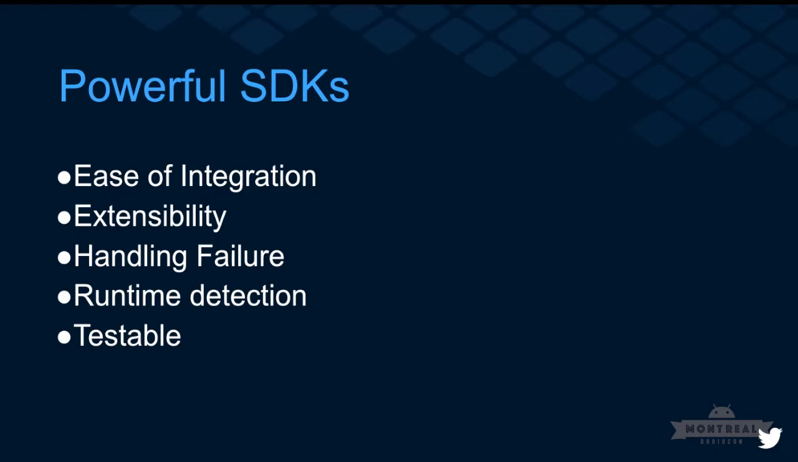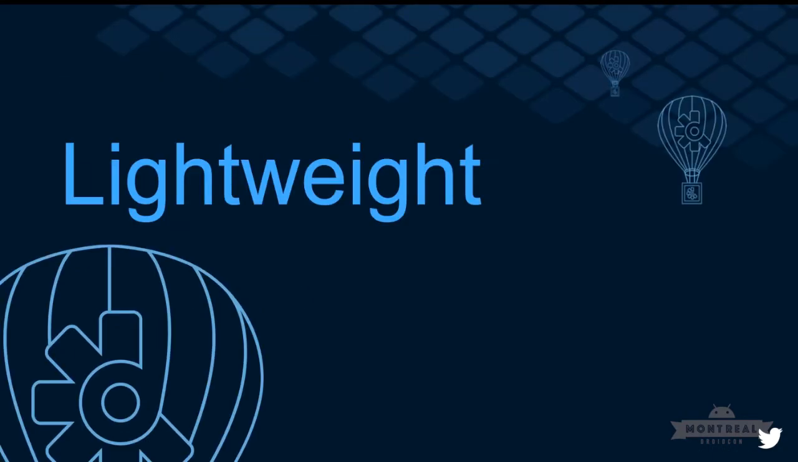Okay, we talked a little bit about powerful SDKs, the importance of ease of integration, the extensibility of the API, handling failure, runtime detection, and making it testable. So next, let's talk about making an SDK lightweight. During the building process for Fabric, we learned a lot of things about this, and these are really applicable to all apps, libraries, and SDKs. So let's keep these in mind. Some of the things we're talking about are binary size, watching out for the Dalvik method counts, limiting network usage, encouraging modularity, and optimizing for startup time.